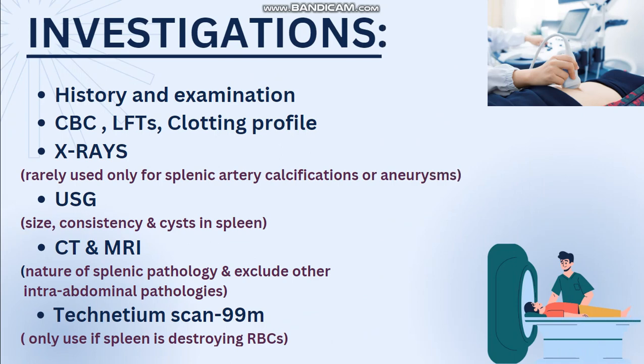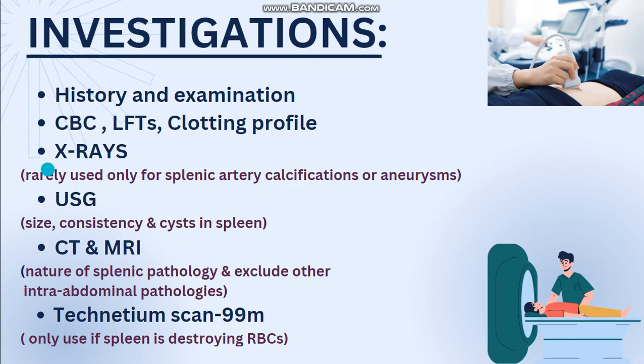Now we will talk about investigations to diagnose spleen pathology. History is very important for diagnosis, as you all know. Then comes examination. In examination, you can palpate spleen in abdominal examination, and you can also go for general physical examination to look for the physical signs of liver damage, liver dysfunction, as liver dysfunction is associated with splenomegaly. Then in labs, you can go for CBC to look for anemia, leukopenia or thrombocytopenia, LFTs to look for liver dysfunction and clotting profile.